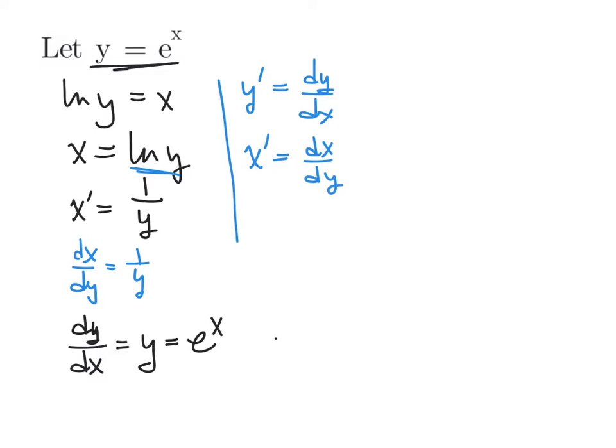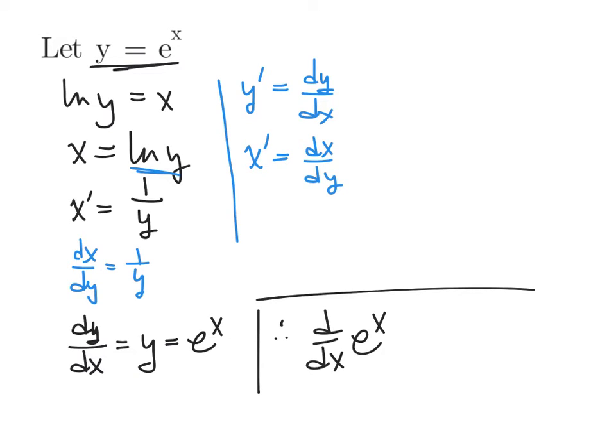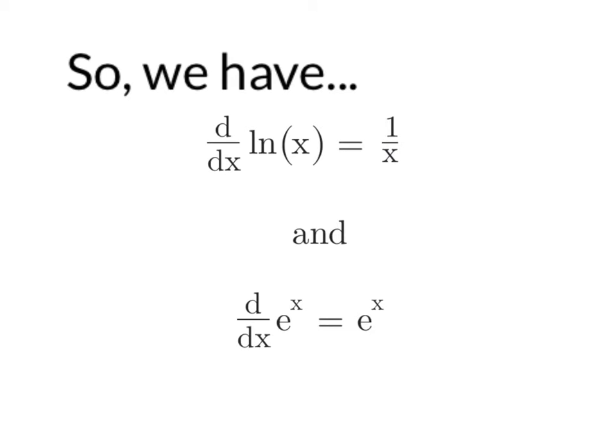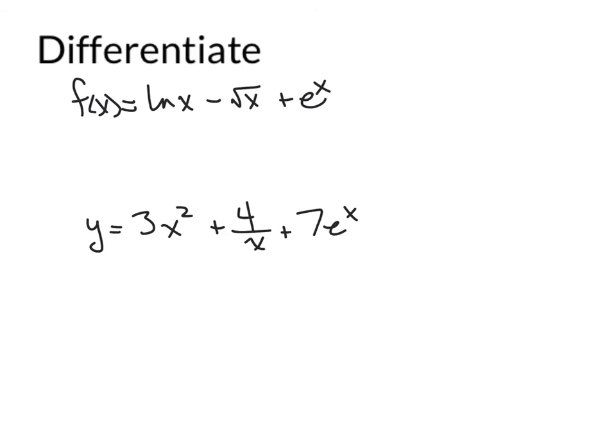So what did we just show? We have our result right now. If we want to find the derivative of e to the x, it's going to be e to the x. It's one of the few functions where its derivative is the same thing as itself. So we have two nice results that we need to just have memorized. The derivative of natural log is 1 over x, and the derivative of e to the x is e to the x.